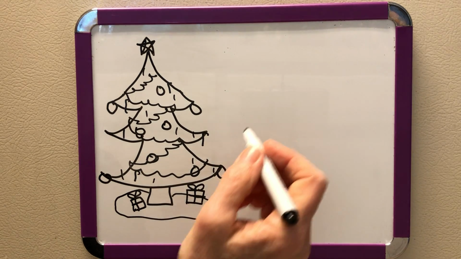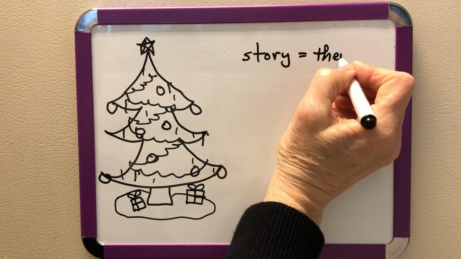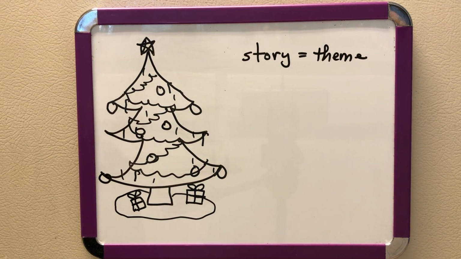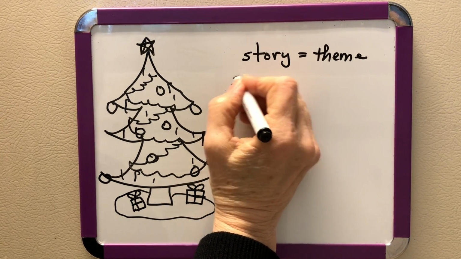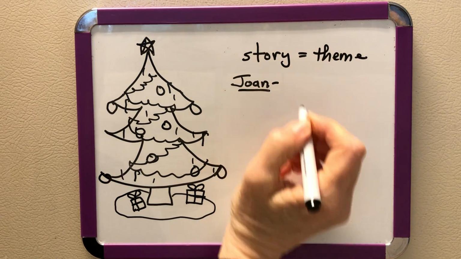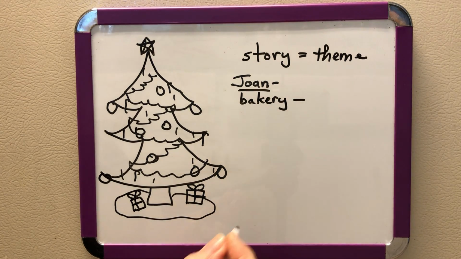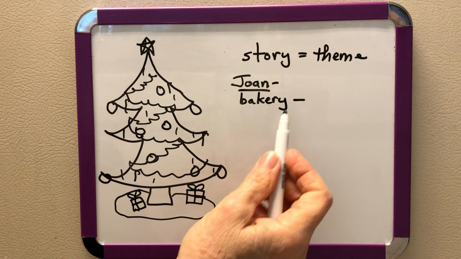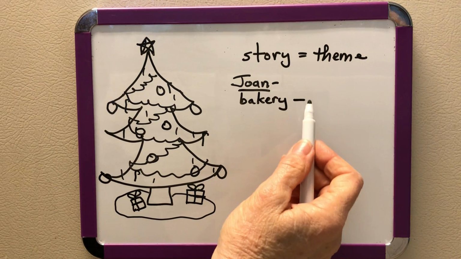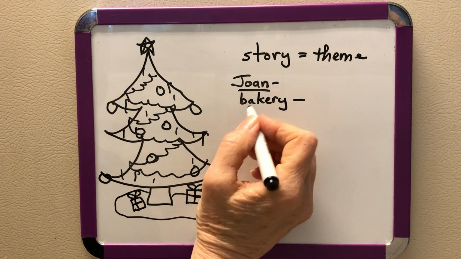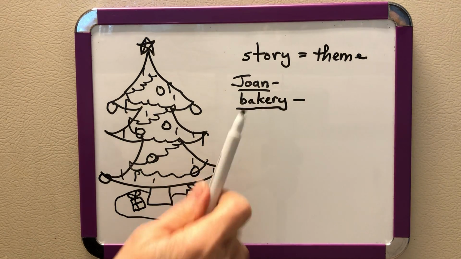In the same way, your story theme is what I call the Christmas tree of your story. So what is the theme of your story? Say we have a story about our friend named Joan. Joan has a bakery, and she has had that bakery all her life. She lives in a little town. She opened the bakery because she realized how good she was at baking certain things. Now Joan has some physical challenges, but she manages to run this bakery.